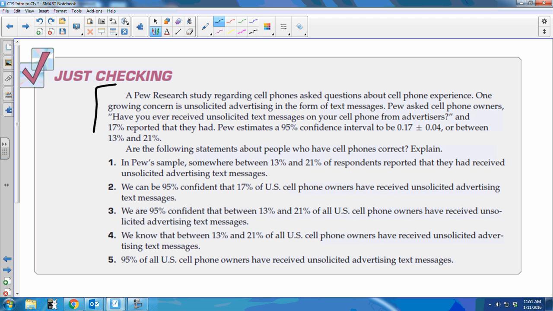So we know some information. They're going to give us 5 statements. We decide if they are correct or not. If they're incorrect, we need to say why. Number 1, in Pew's sample, somewhere between 13% and 21% of respondents reported that they had received unsolicited advertising text messages.